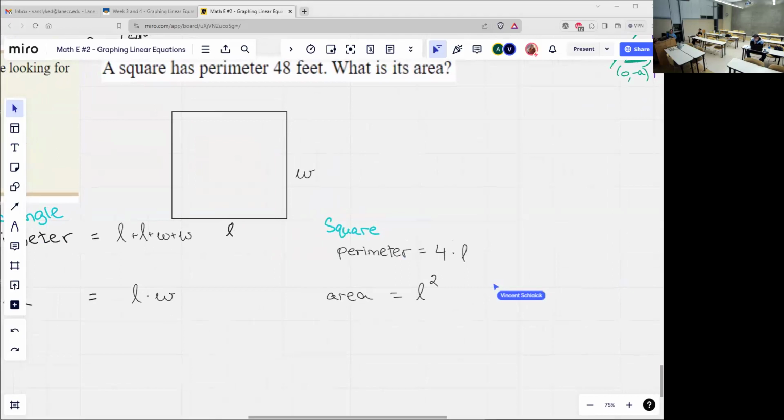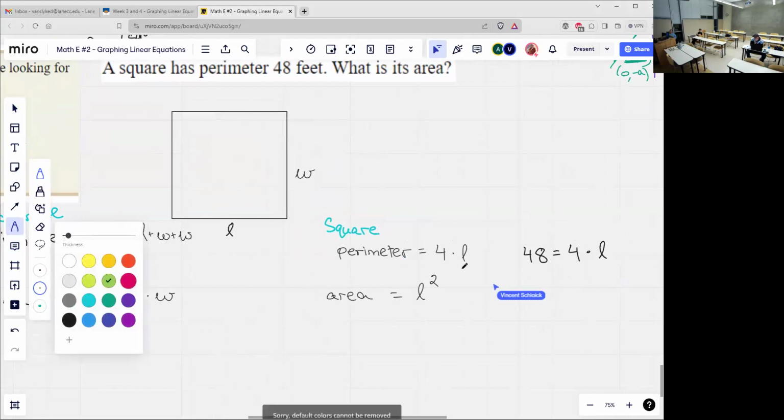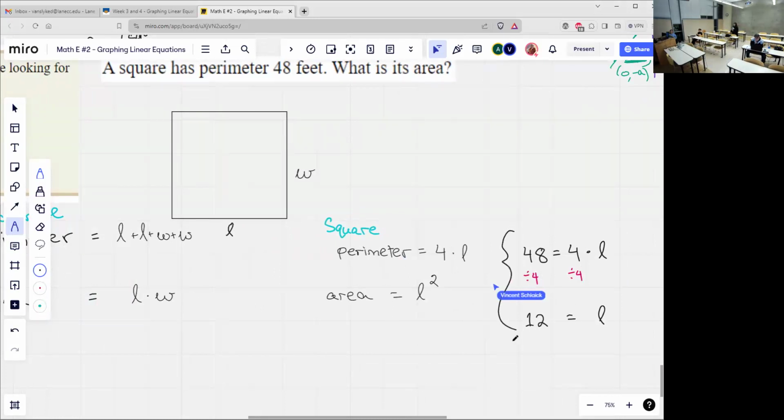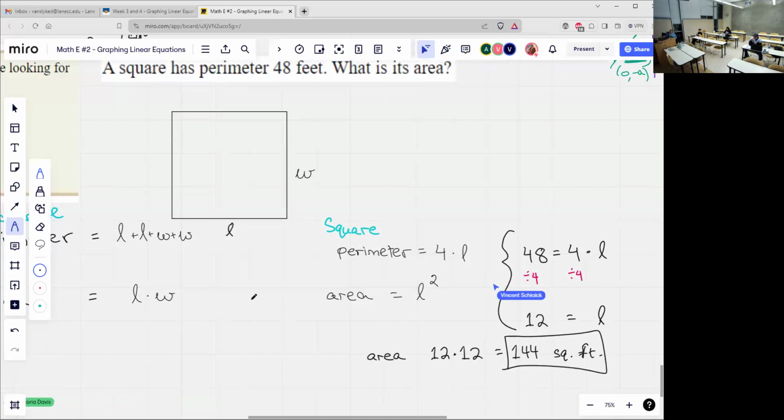So let's plug things in, and we're doing what Anthony had done long ago, but now we can write what's happening. The perimeter, 48, equals 4 times L. Divide both sides by 4 to get L by itself. And there we go. And then what's the area? Area is 12 times 12, 144. That's a word problem, so I need to label my answer: square feet. I might even say that, look, this one is 12, that's also 12, and so the area is 144.